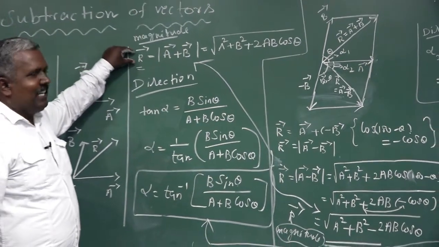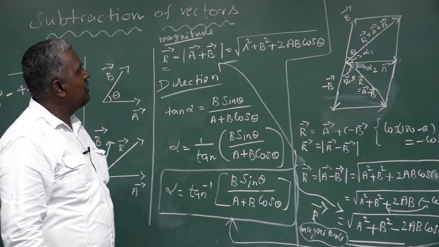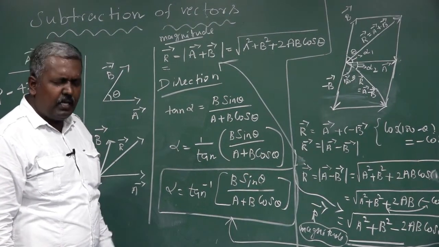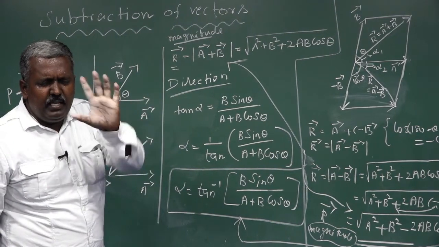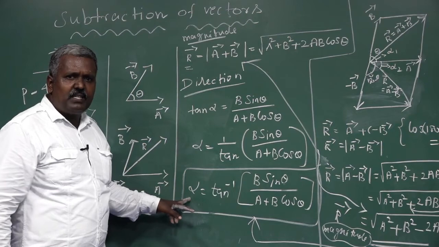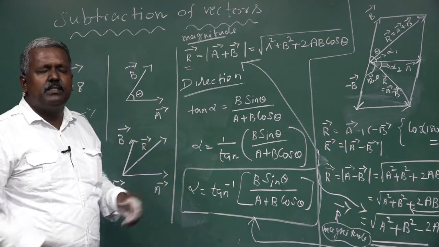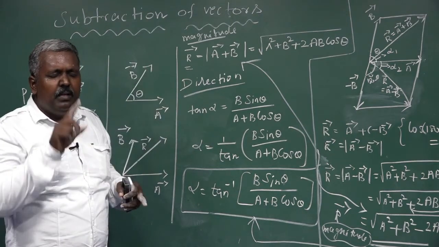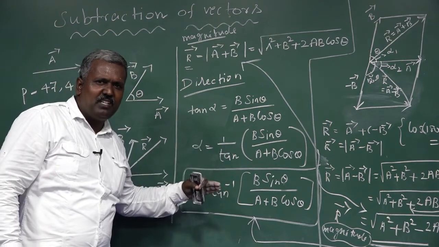In addition of vectors, the resultant vector is root of a square plus b square plus 2ab cos theta. Keep in your mind. Direction of the resultant vector in addition of vectors, alpha is equal to tan inverse of b sin theta by a plus b cos theta. First sin and next comes cos.